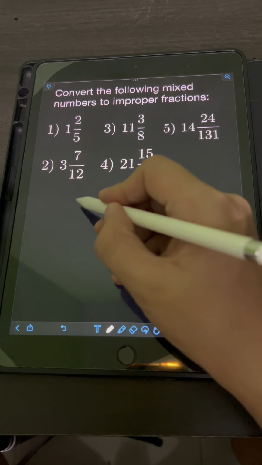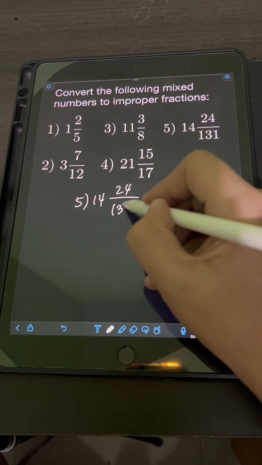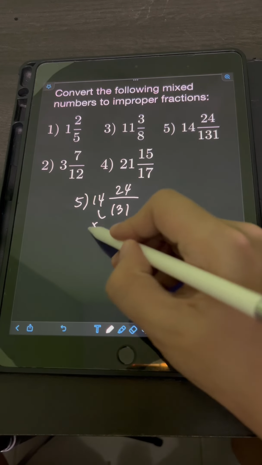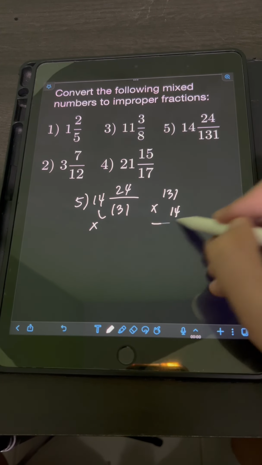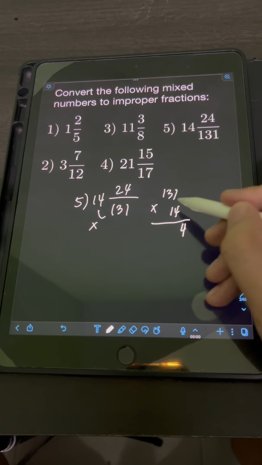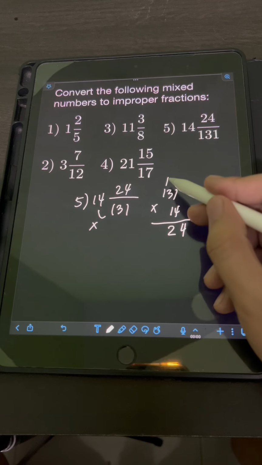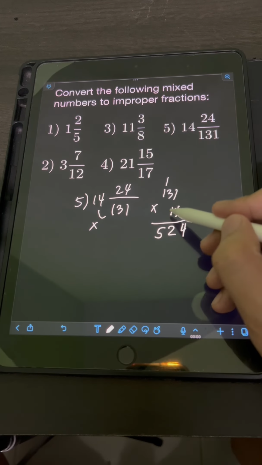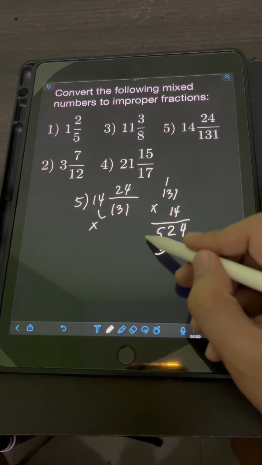For number 5, we have 14 and 24 over 131. So let's multiply 131 times 14. 4 times 1, it's 4. 4 times 3, it's 12. Carry the 1. 4 times 1, 4, plus 1, 5. 1 times 1, 1. 1 times 3, 3. 1 times 1, 1.